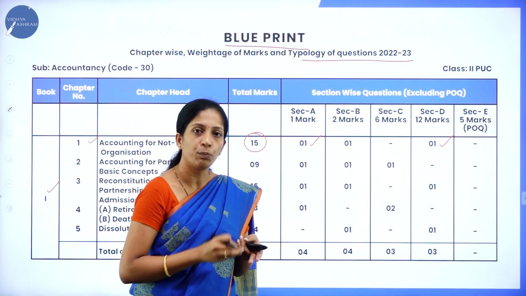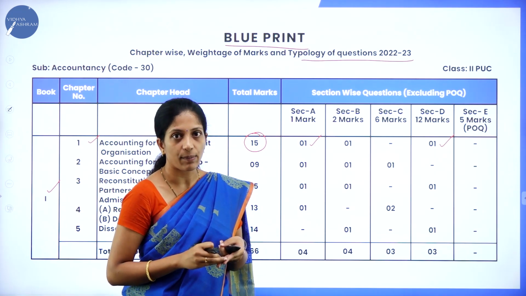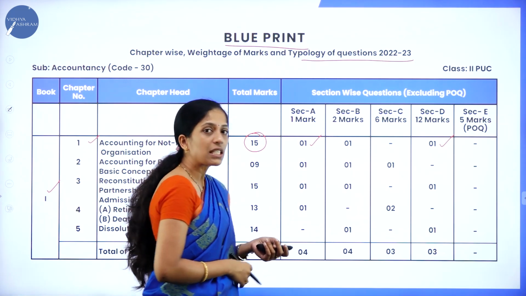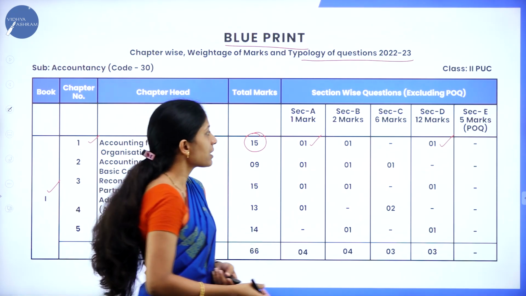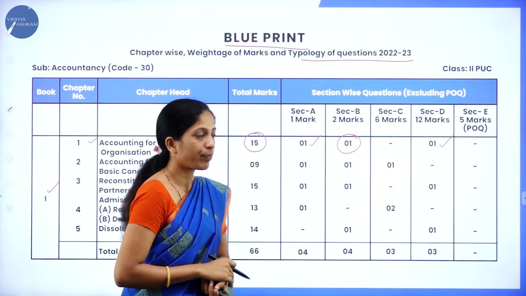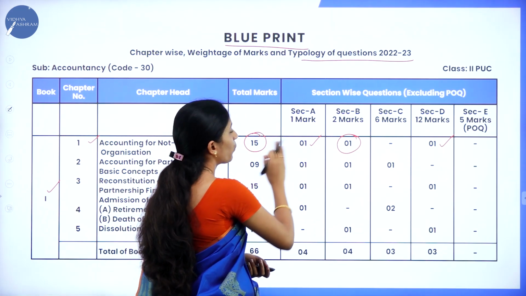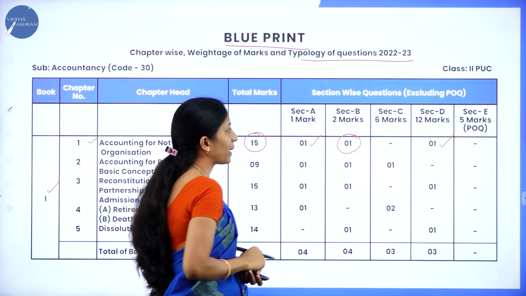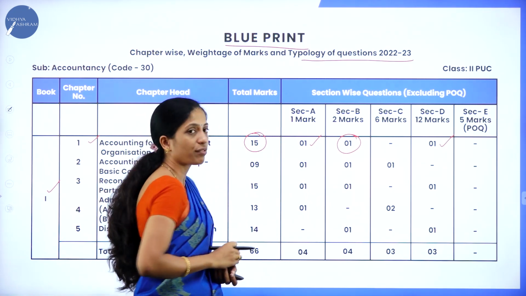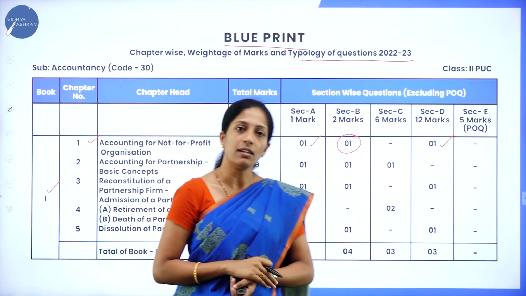I am going to tell the blueprint. Later on we shall discuss practical oriented questions. So the total weightage is 15 marks. That is 12, and you will have one more 2 marks question also. So the total weightage is 1 mark 1 question, 2 marks 1 question as well as 12 marks 1 question. So the total weightage of this particular chapter is 15 marks.